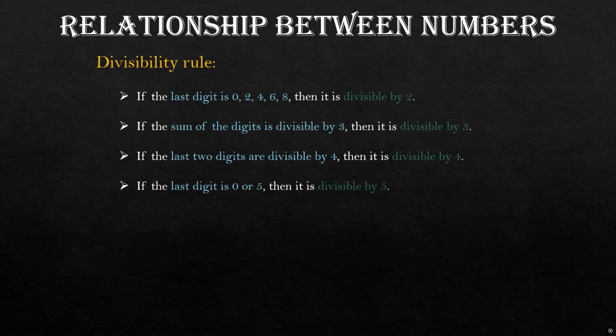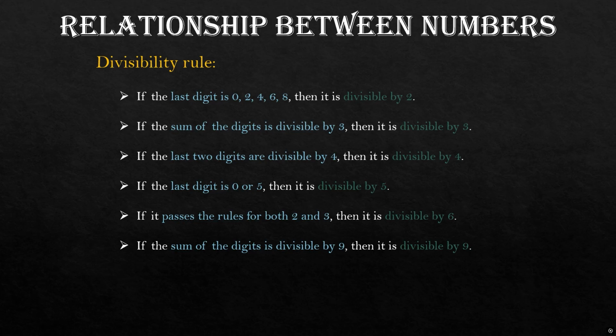If the last digit is 0 or 5, then it is divisible by 5. If in a number the last digit is 0 or 5, then it is divisible by 5. If it passes the rules for both 2 and 3, then it is divisible by 6. If the divisibility rules of 2 and 3 are satisfied, then it is divisible by 6. We need to check these two divisibility rules for finding divisibility by 6.